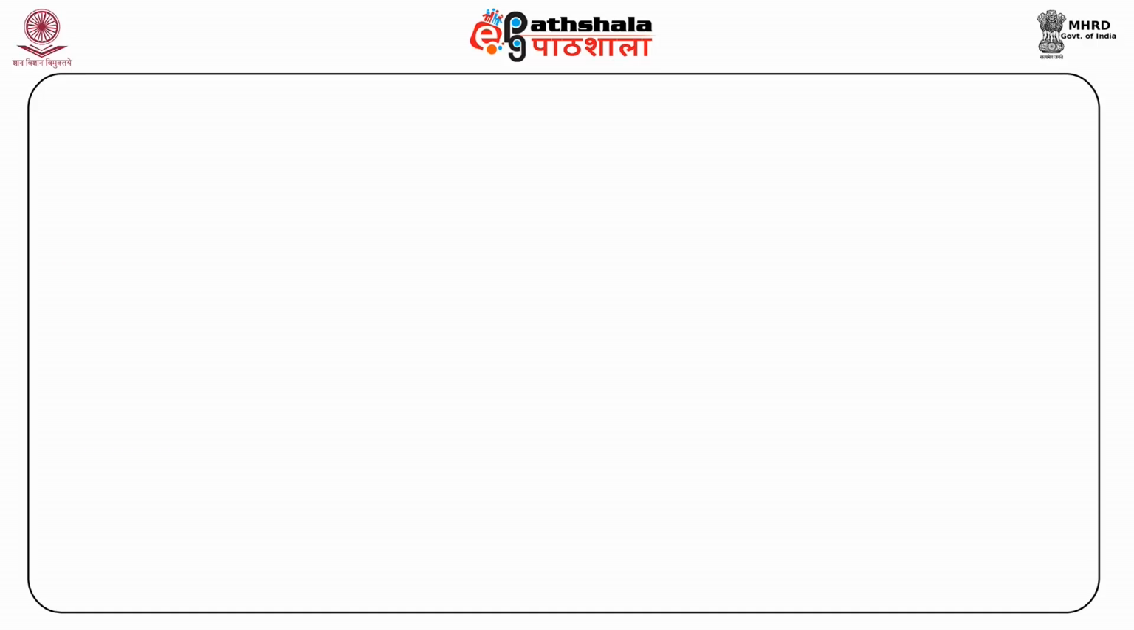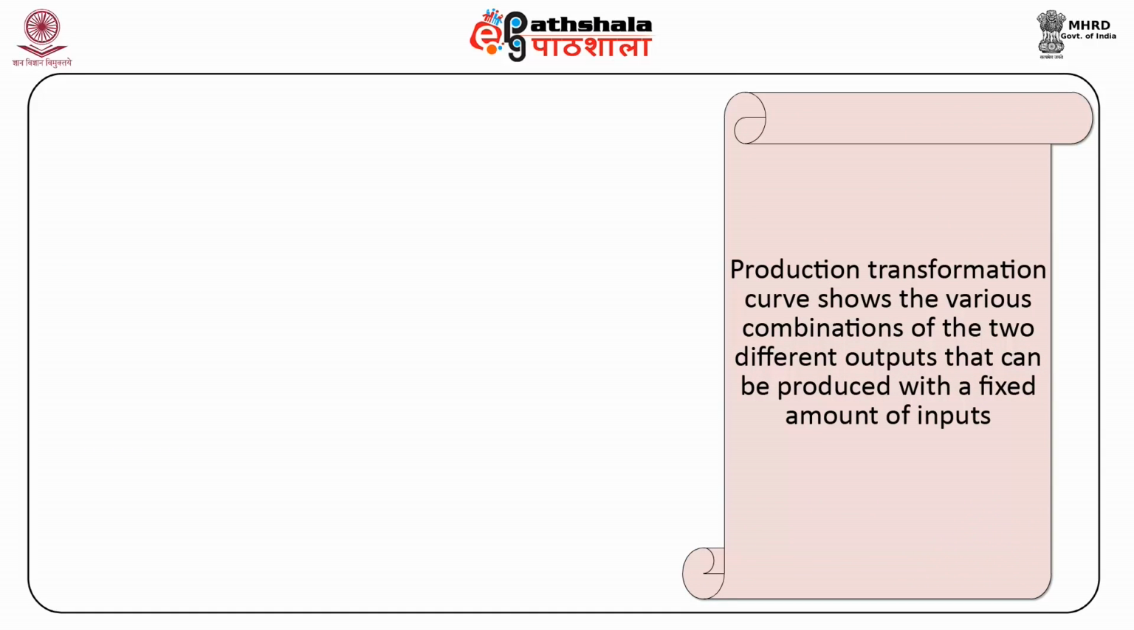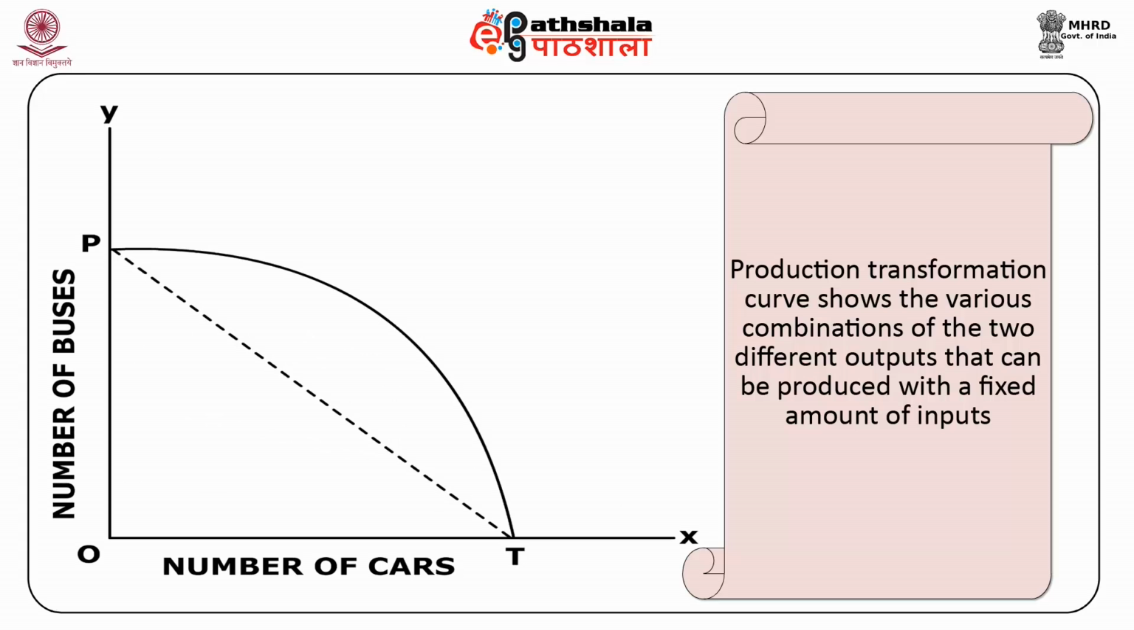Let us describe the product transformation curve, which shows the various combinations of the two different outputs that can be produced with a fixed amount of inputs. In the figure, we have shown an automobile company which produces both cars and buses. The curve has a negative slope because in order to get more of one product, it needs to give up the production of the other product.